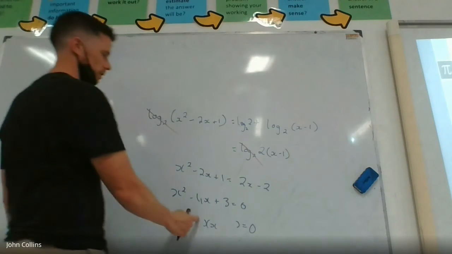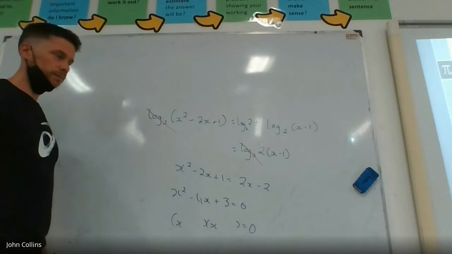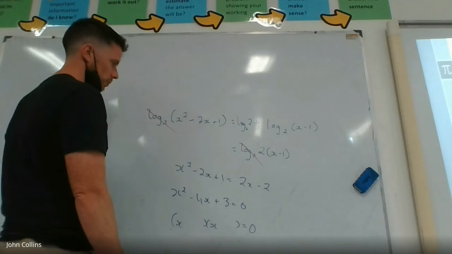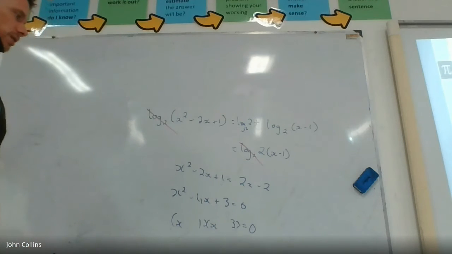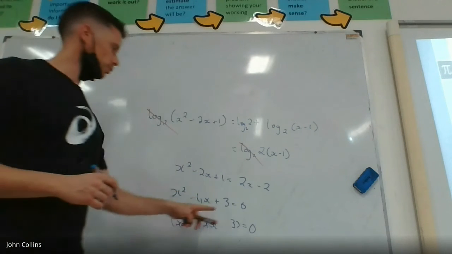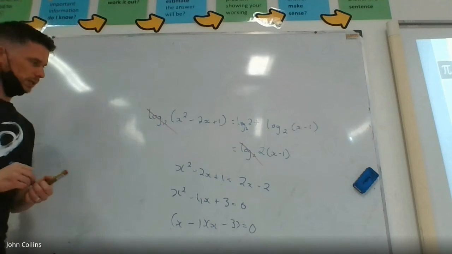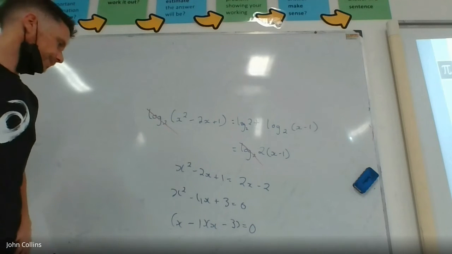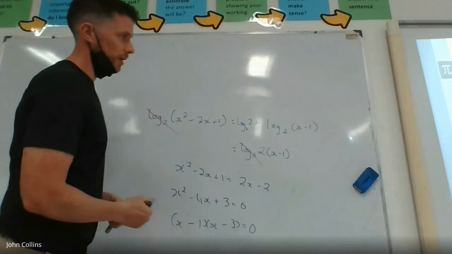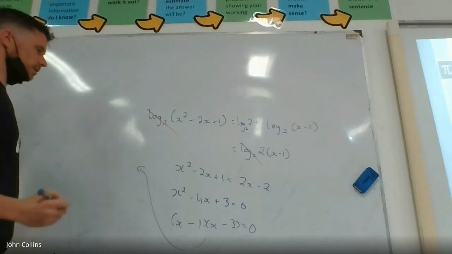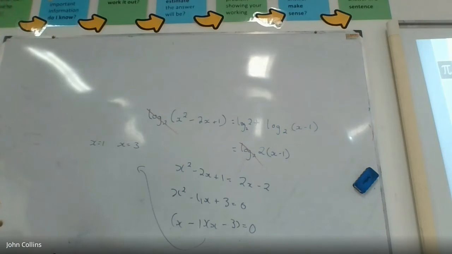Jenny, what would go here and here? 4 minus 3? No, you have to multiply to give 3. So 3 and 1. And you could solve this using the quadratic formula if you wanted. 3 times 1 gives the 3 at the end, and they need to both be minus to get minus 4. Yes. Okay, so what are my answers? X is 1, and X is 3. Everybody happy with that?